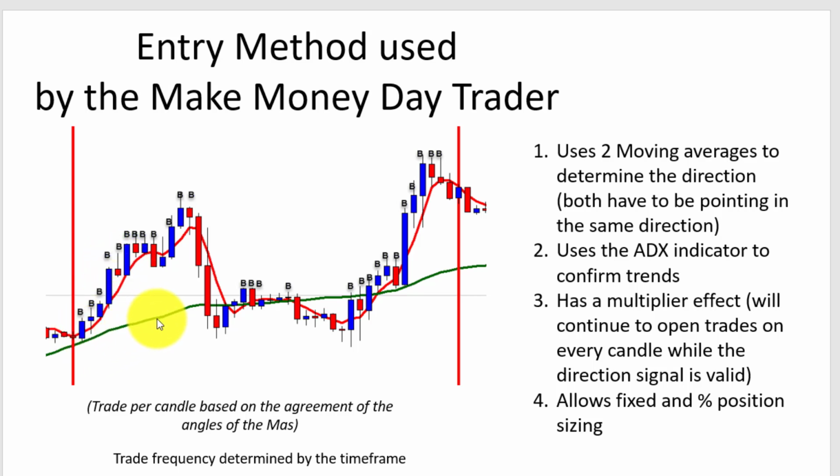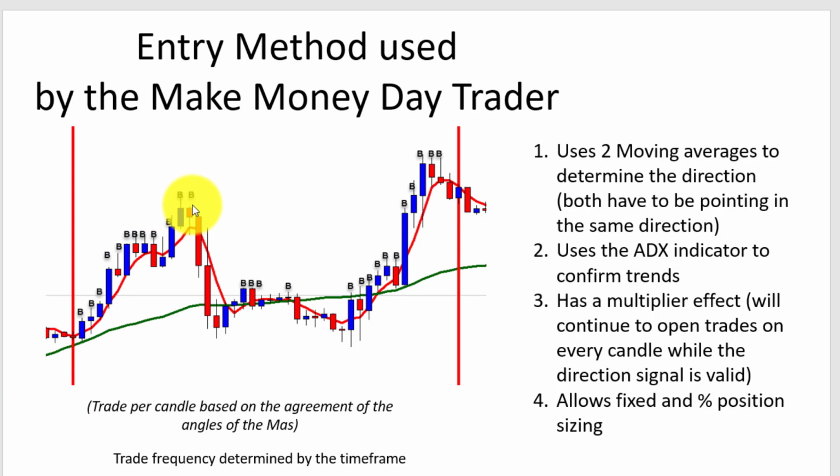So you can see, as long as the moving averages are both pointing up, it will open one trade per candle. And that is also another form of multiplier. So it actually will trade with a trend continuously on each candle that confirms that the trend's still in place.